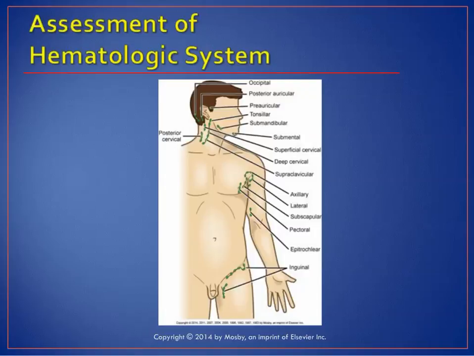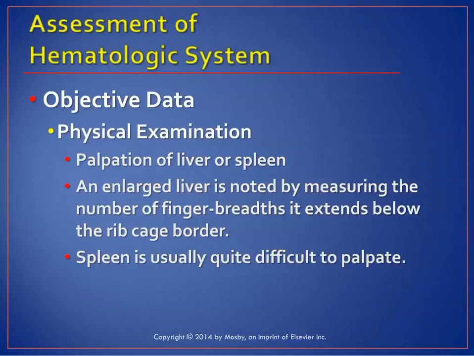Tender nodes are usually a result of inflammation, whereas hard or fixed nodes suggest malignancy. It's important to develop a sequence when examining lymph nodes, such as a head-to-toe direction. Both the liver and spleen are normally not detectable by palpating the abdomen. The spleen may be more difficult to detect because of its deep location in the left abdomen.